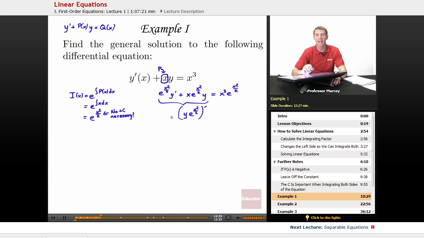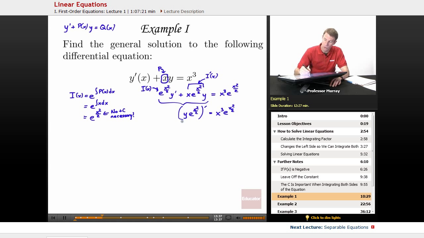And it's always good to check at this step that it worked. So if we took the derivative of y e to the x squared over 2, we get y prime e to the x squared over 2. And then y times the derivative of e to the x squared over 2, which is e to the x squared over 2 times x. So that right there is I of x, I prime of x, and that right there is I of x. So we do get something that looks like the aftermath of the product rule. So that kind of confirms that we did our work correctly. And this is still equal to x cubed e to the x squared over 2.